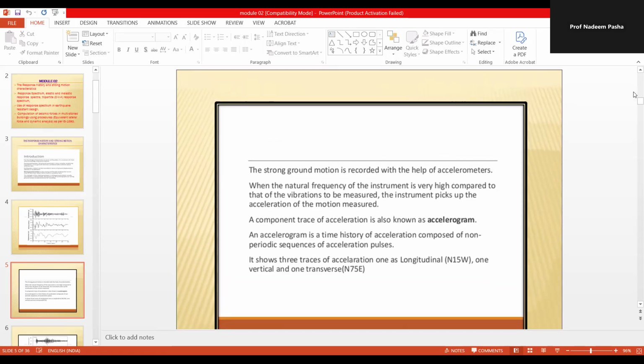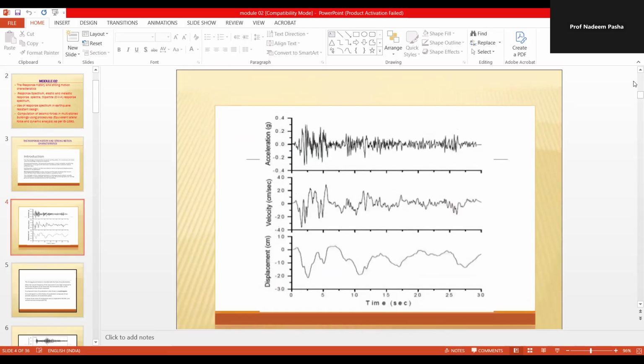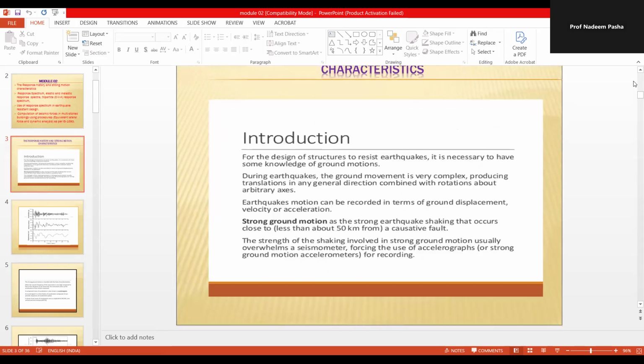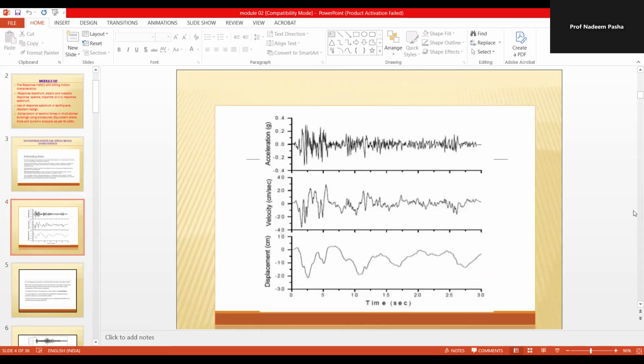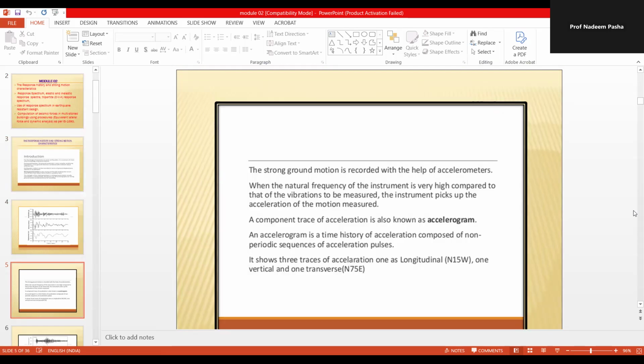I will just go back. If you see this graph, this is a graph not only of time with respect to displacement, but also time with respect to velocity, and time with respect to acceleration. So although we are saying accelerometers are used for measuring strong ground motion characteristics, in some cases the natural frequency of the instrument is very high compared to that of the vibration. In such a case, the instrument adjusts itself and it measures the acceleration.